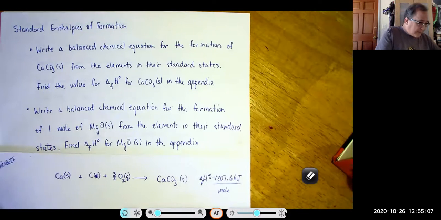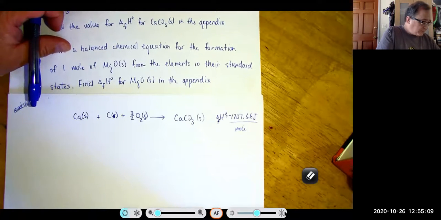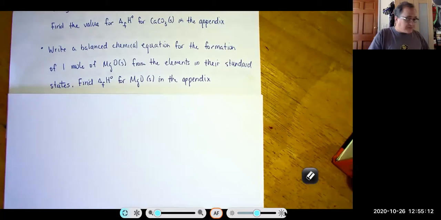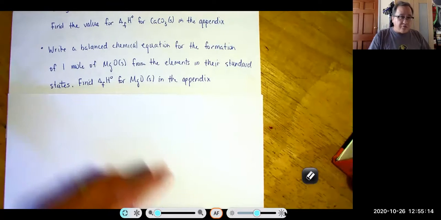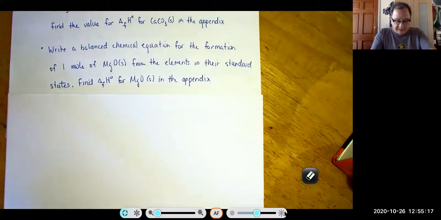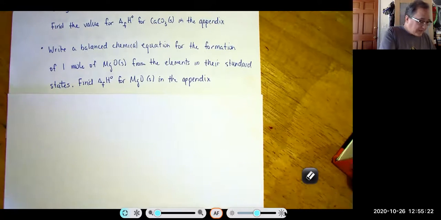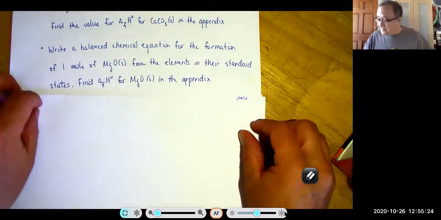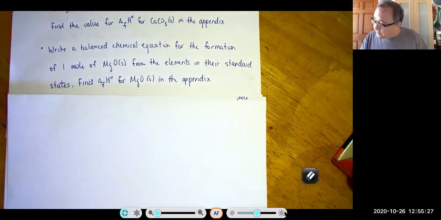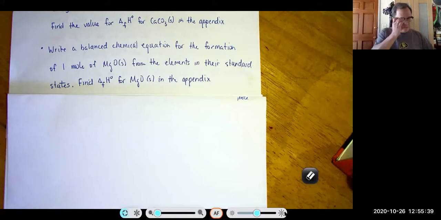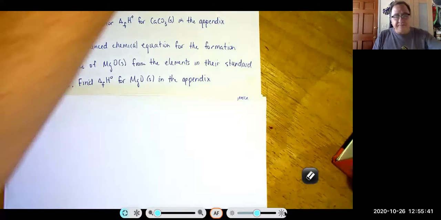Okay, now it's your turn. Write the standard enthalpy of formation reaction for the formation of 1 mole of magnesium oxide from its elements in their standard states. And then look it up in the index or the appendix and see if you can find it. When you're done, give me a thumbs up.